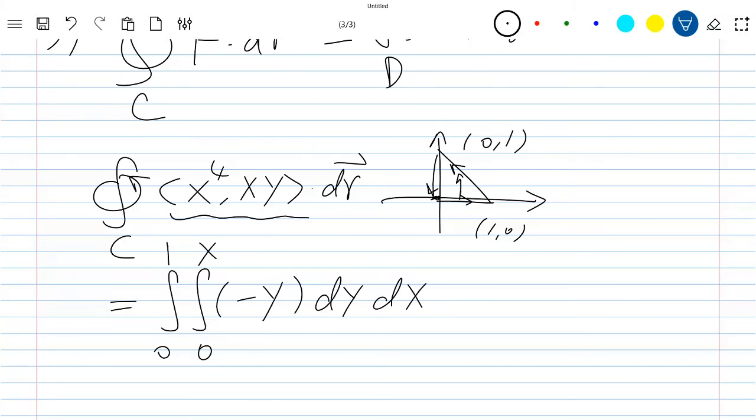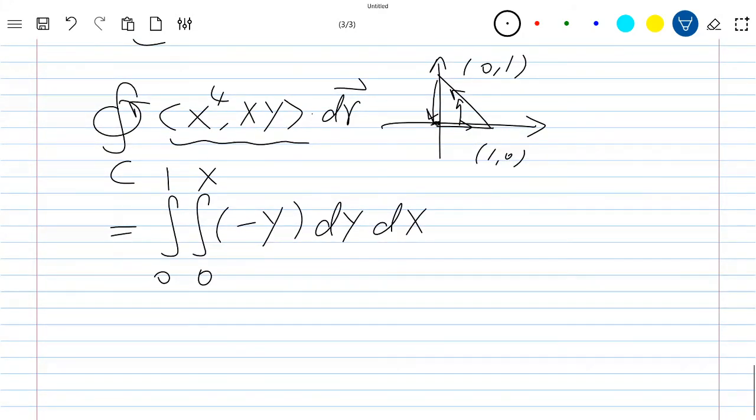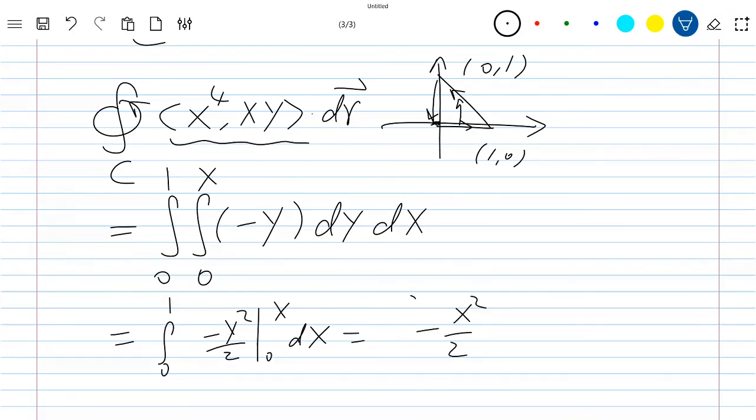Yeah, it's from 0 to x. So then integrate, that's pretty easy. You get negative y squared over 2 from 0 to x. Then you get negative x squared over 2. So you get negative x cubed over 6. And then you get negative 1/6. Okay.